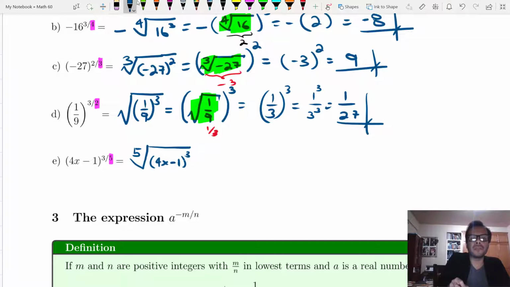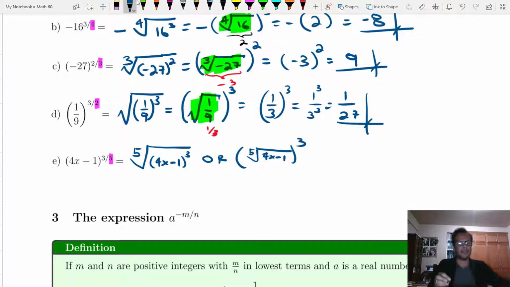And that's all we do. In this case, if we have an algebraic expression, there's nothing else to do. So you can write it like this or the other way: open parentheses, the fifth root of 4x minus 1, and then raise it to the third power. Let me fix this, it's too small. So the fifth root of 4x minus 1 and the whole quantity cubed.